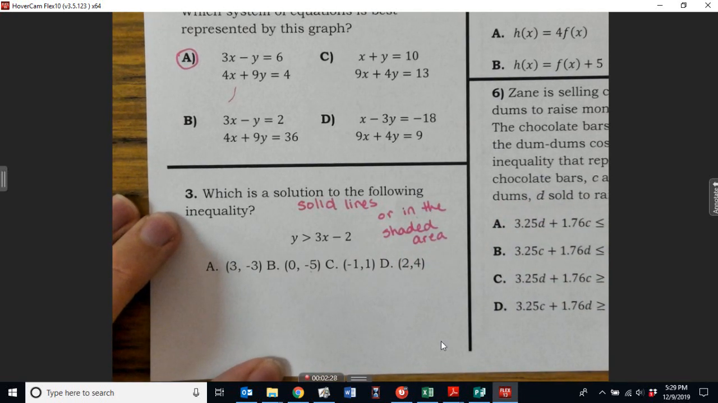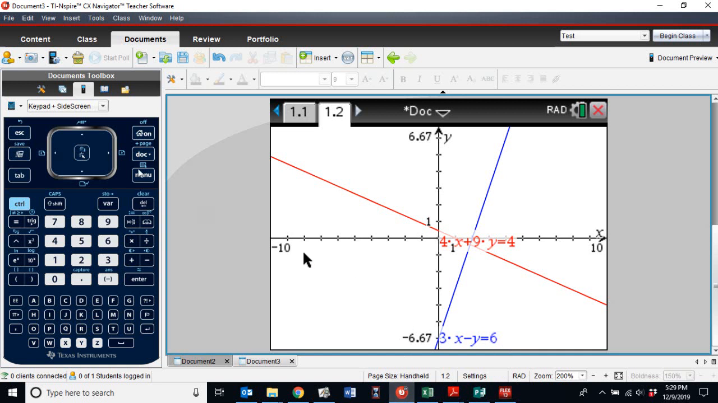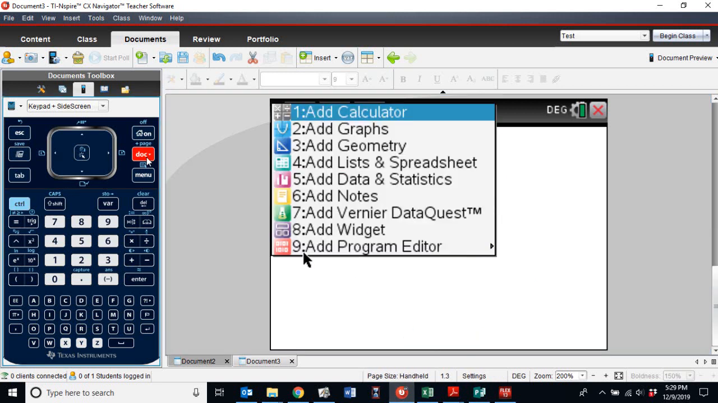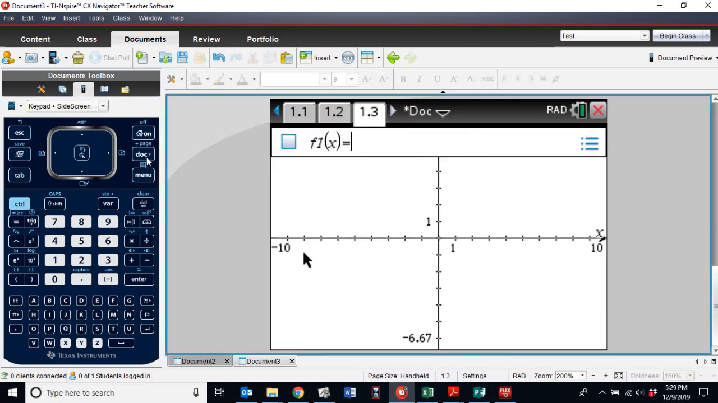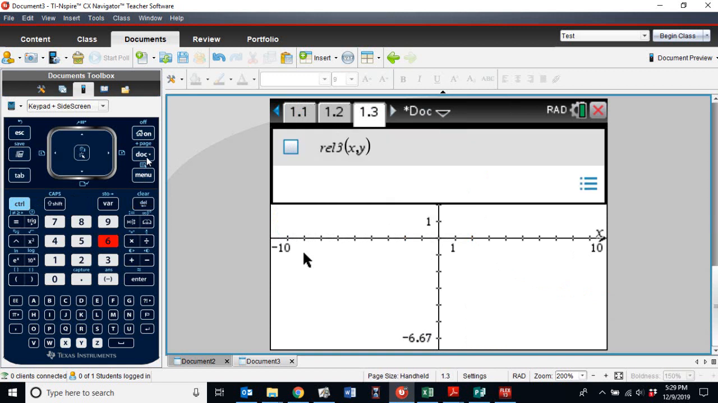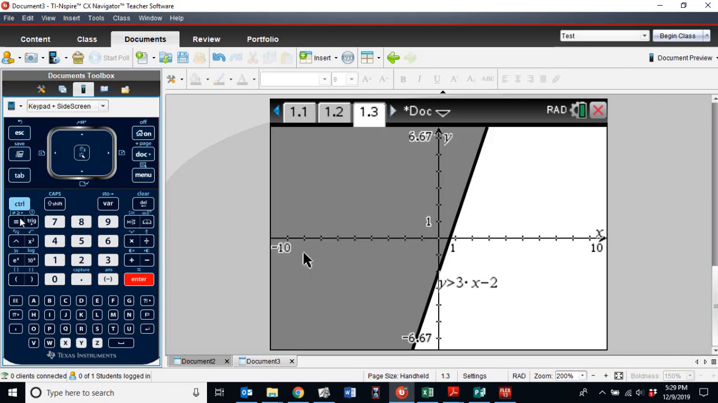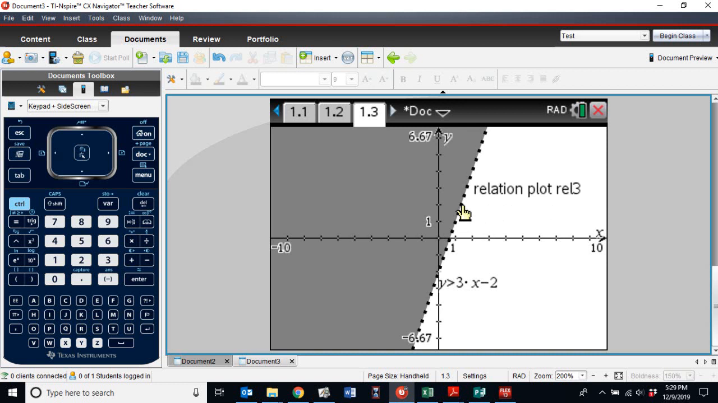And so I'm going to go graph it. Control Doc, add a new graph page. We're going to delete our equal sign and pick a relation. And my inequality says y is greater, and to get greater you press Control equal, greater than 3x minus 2. And so if I look at this line, the line is dotted, so dotted lines don't count.